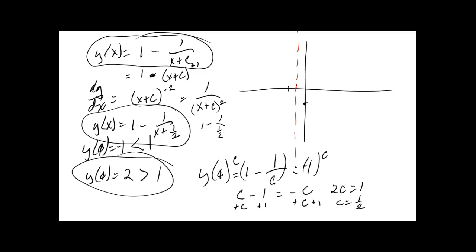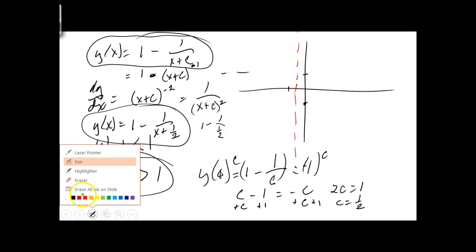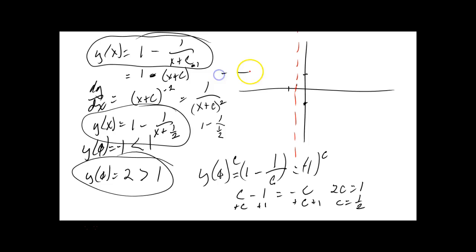Another thing I would note here: when x gets extraordinarily large, what is y going to? Well, this second term right here is going to 0, right? So you're going to 1. So y is equal to 1, maybe I should do this in red too, is a horizontal asymptote.